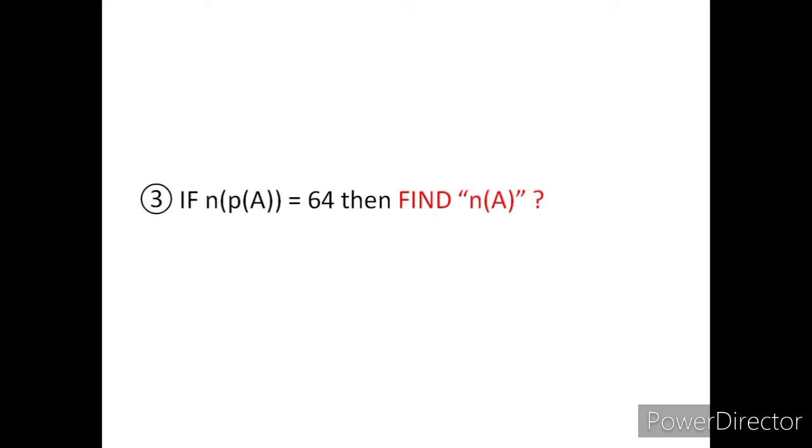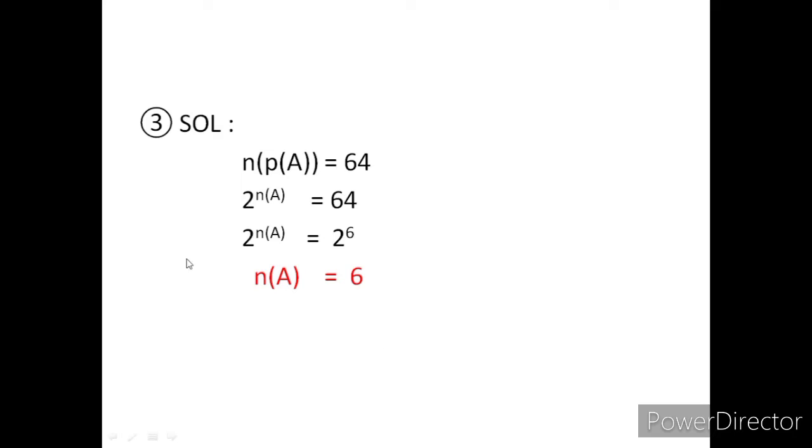Pause it, watch it and try to solve it. Now the solution is, here given n of P of A is equal to 64. What is the formula of n of P of A? It is nothing but 2 to the power of n of A is equal to 64, isn't it? Here we have exponent form. In this exponent form, 2 is the base. Therefore, you have to write this 64 in exponent form, base as 2. Therefore, it is nothing but 2 to the power of 6. Therefore, bases are equal. Therefore, exponents should be equal. Therefore, n of A is equal to 6, isn't it?